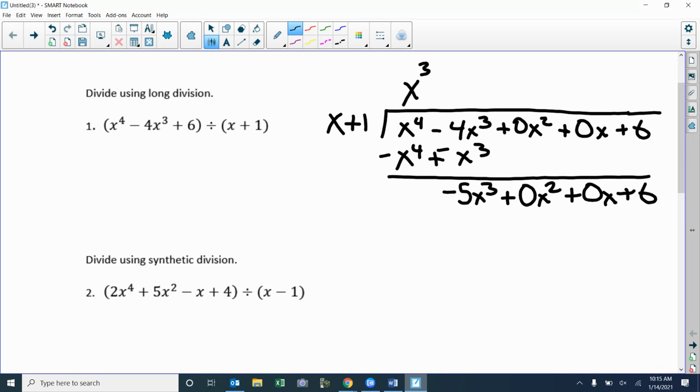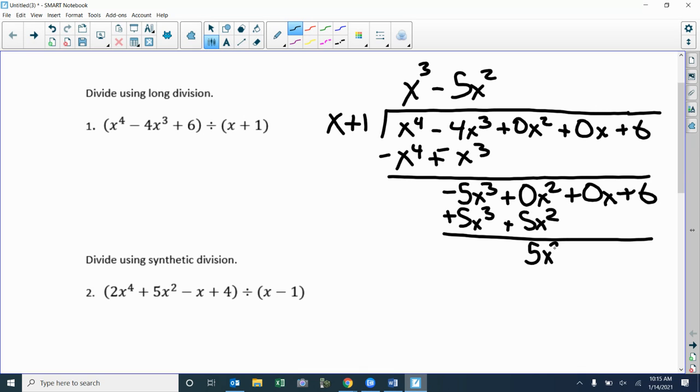Now remember, we just keep doing what? Keep repeating that process, don't we? What have we got to multiply x by to get negative 5x cubed? And that would be negative 5x squared. That, my friends, gives me negative 5x cubed. That would give me negative 5x squared. Again, this becomes positive, which makes that 0. This becomes positive, which gives me positive 5x squared. 0x plus 6. Keep on rolling.